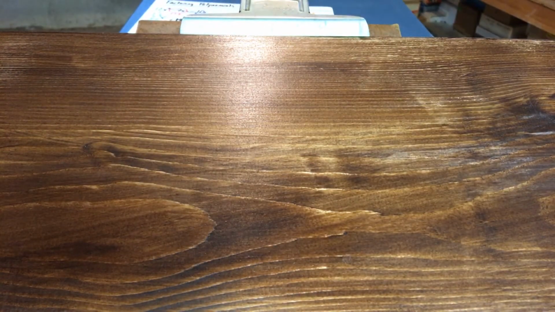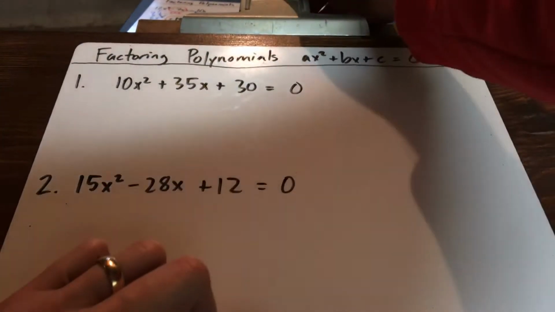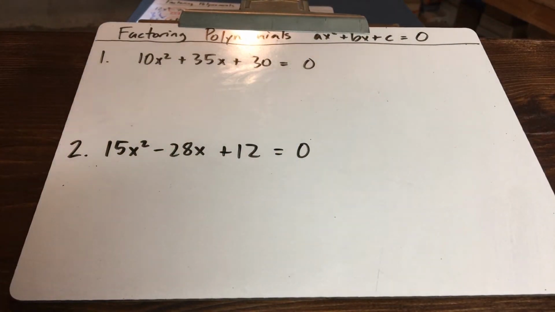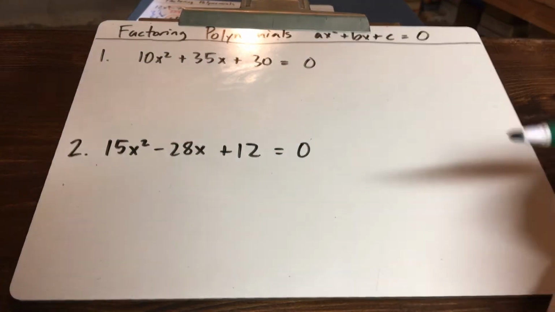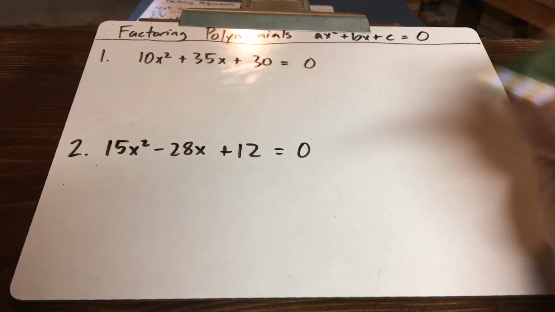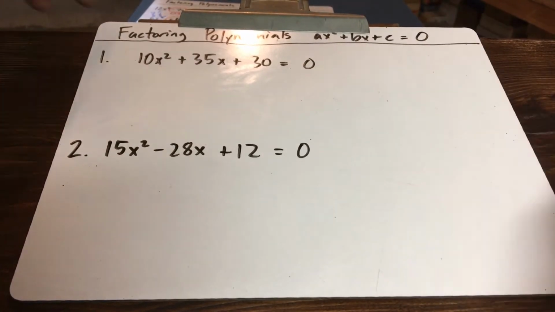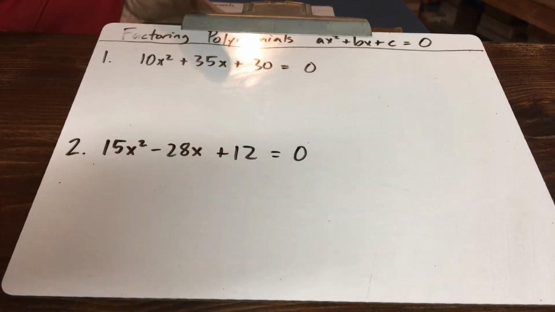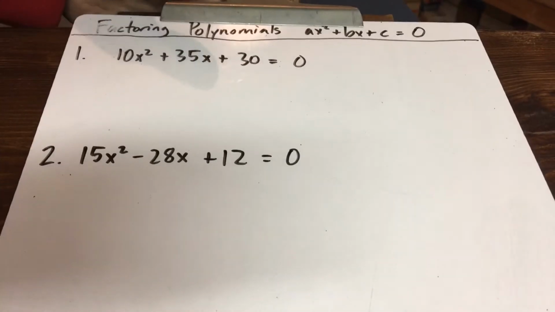All right, let me show you a couple more. I think I have 4 examples. Hopefully we'll do pretty well on these. Okay, first one and number 2 here. They're already equaling 0 for you. So this is looking pretty good. I can get this out of the glare. There we go.